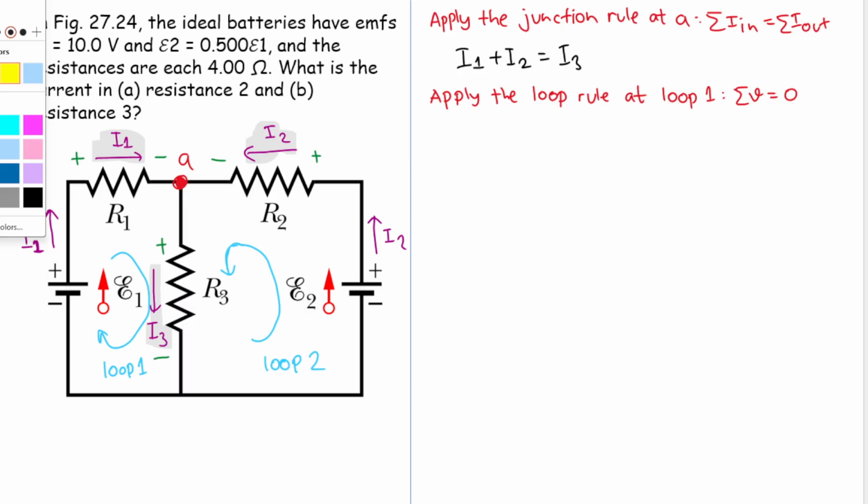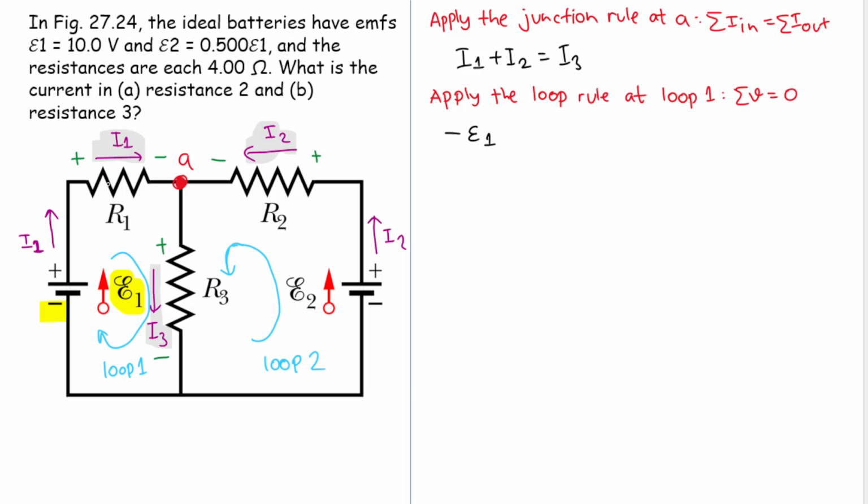Okay, let's use the yellow highlighter and see where the loop goes. So here, loop 1 goes clockwise, and the loop enters this battery from the negative terminal. Okay, good. So our sign will be negative. And the voltage of that battery is E1, so I'll have minus E1.